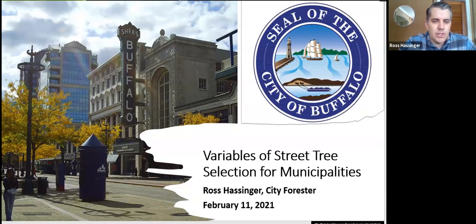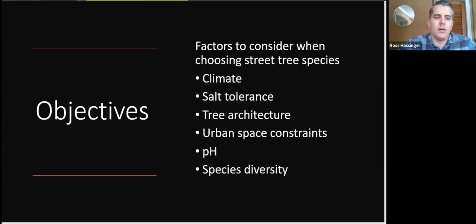As many of you know, it's challenging to get trees to grow in an urban environment, subject to several different stressors and potential conflicts. So today I want to touch on my experiences when trying to come up with the right tree for the right place. We'll be reviewing 6 different factors to look at when selecting street trees: climate, salt tolerance, tree architecture, urban space constraints, pH, and species diversity.